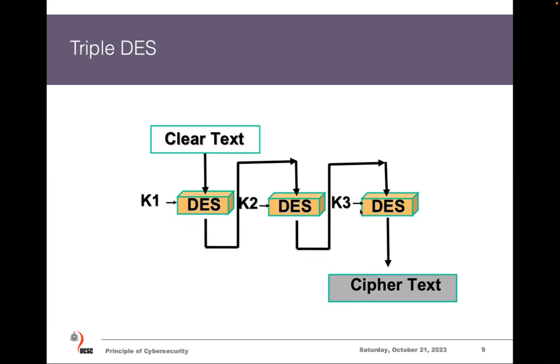So if someone wants to break that, to brute force that scenario, they have to brute force all these 3 keys. That means each key is 56 bits, and the total key length is 168 bits. So we have 168-bit keys to brute force, that means 2 to the power 168 possible combinations.